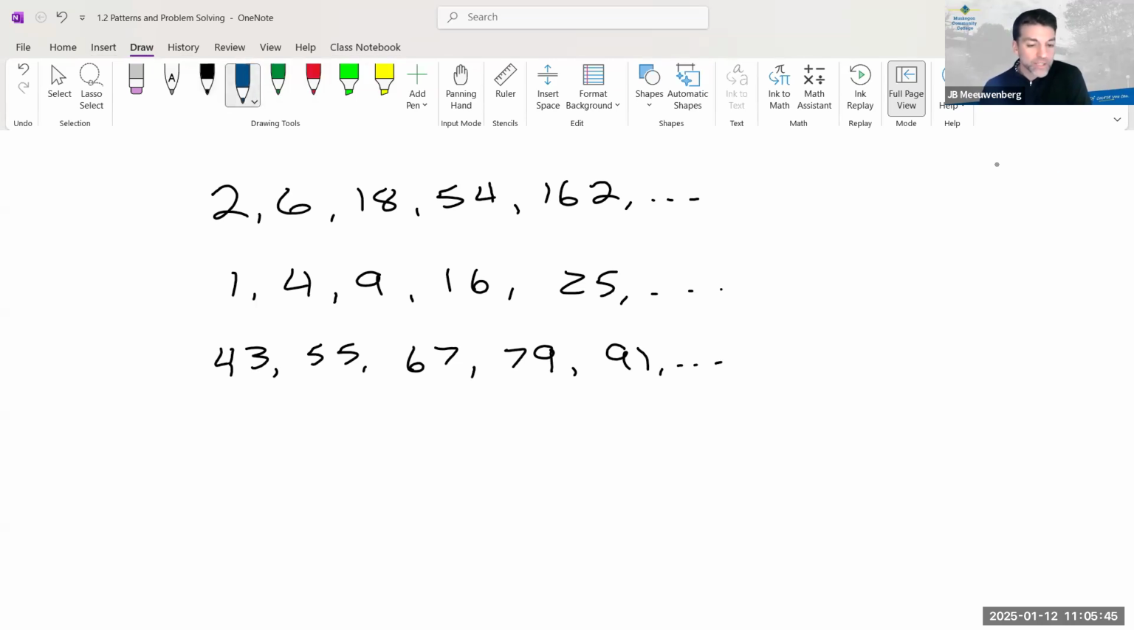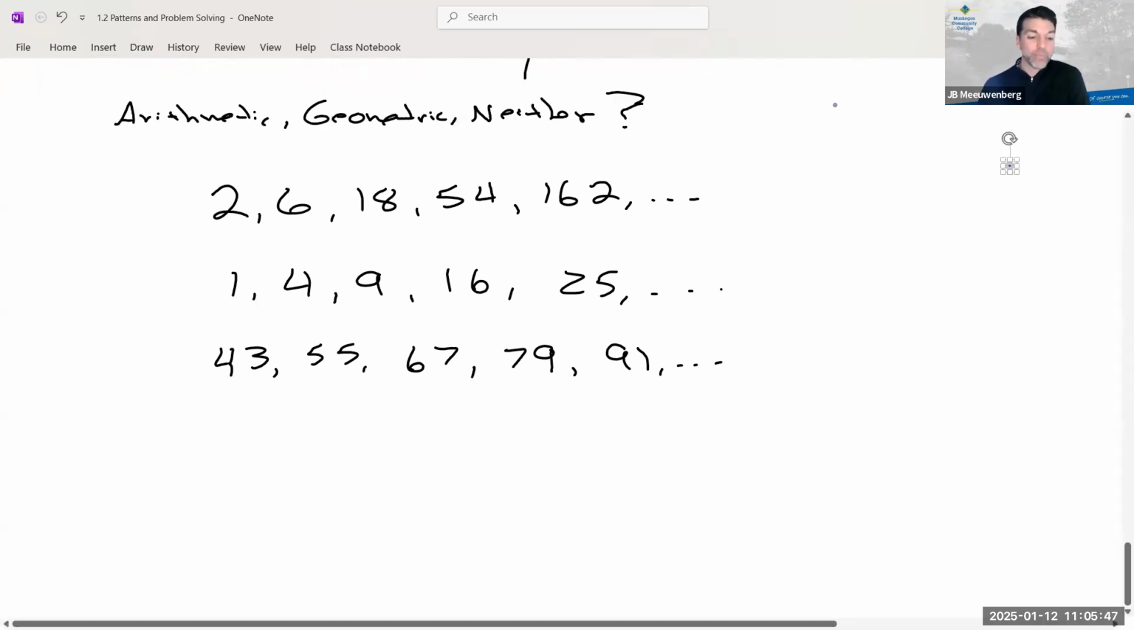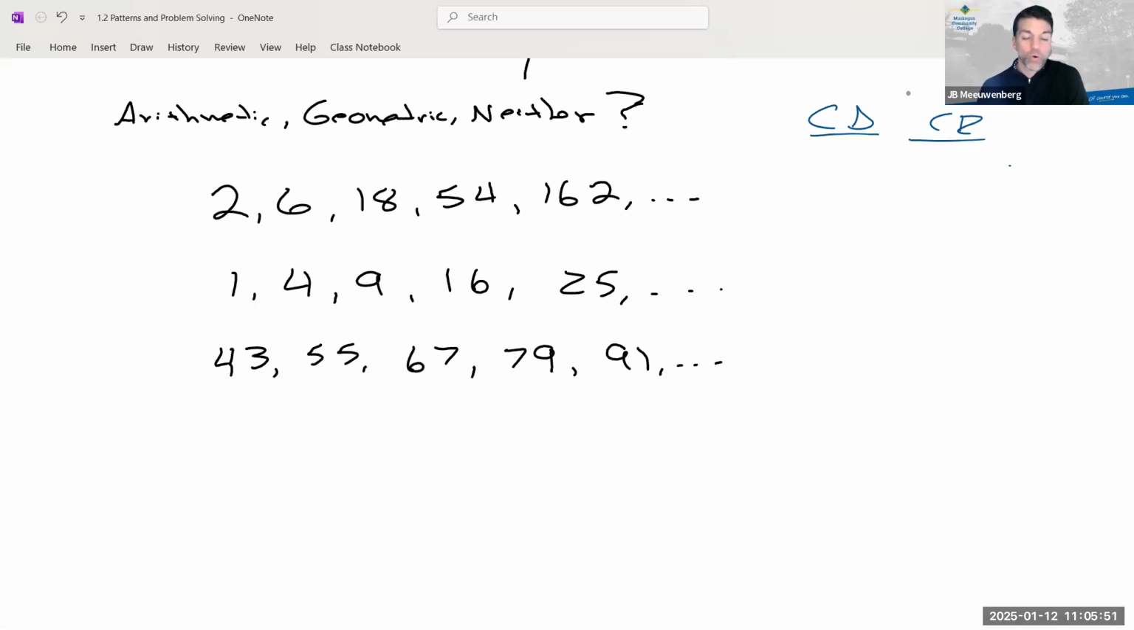So when we are looking at these, we're looking to see, is there a common difference? Is there a common ratio? Or if not, then it's neither. So in this first one, 2, 6, 18, 54, 162, what were we doing? We were multiplying by 3 each time. So what does that mean? It means this one is a geometric sequence. What about this one?